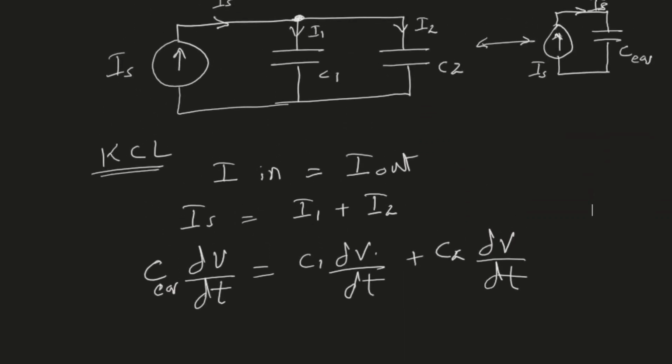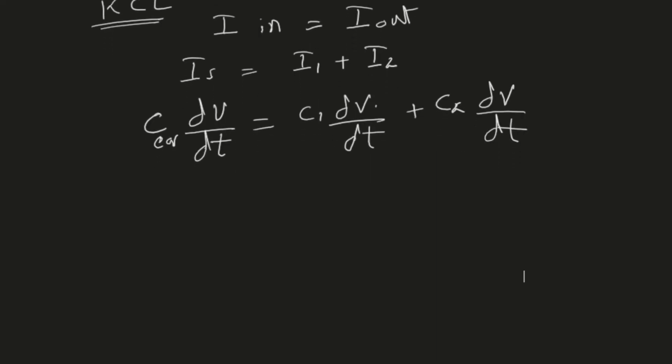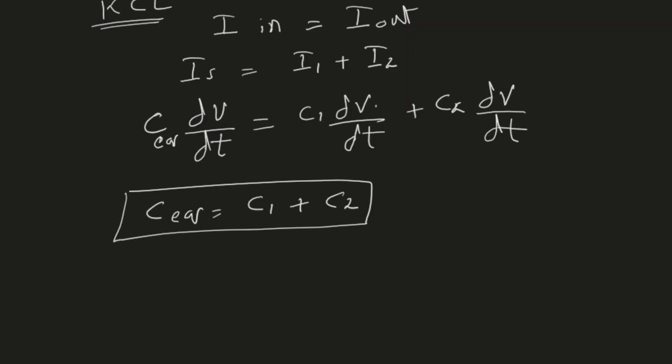Similarly, the equivalent circuit should produce the same voltage. If it produces a different voltage, then they are not equivalent circuits. So the voltage in the equivalent circuit will also be the same, shown as dV by dt. So all these derivative terms will be equal. Therefore we can divide both sides by the derivative terms, and we will be left with C equivalent equals C1 plus C2. So this is the final result for two capacitors in parallel. If you have three capacitors in parallel, it will be C1 plus C2 plus C3, and so on.